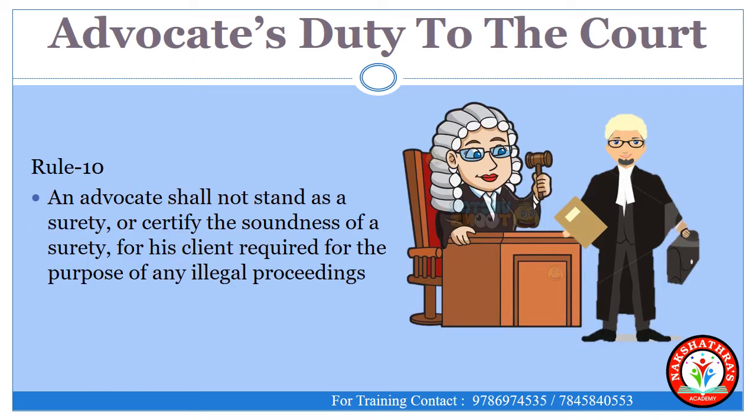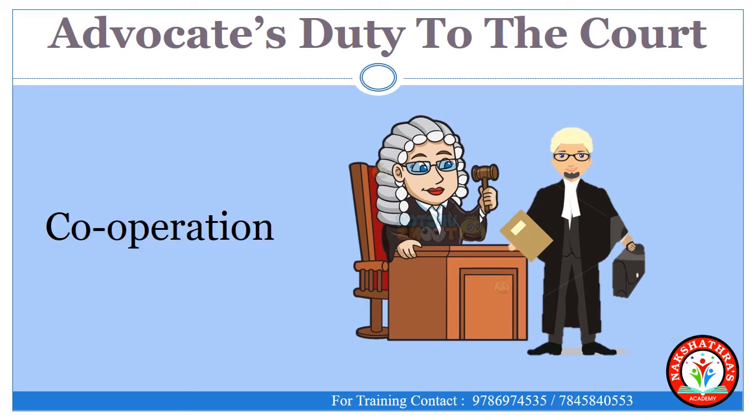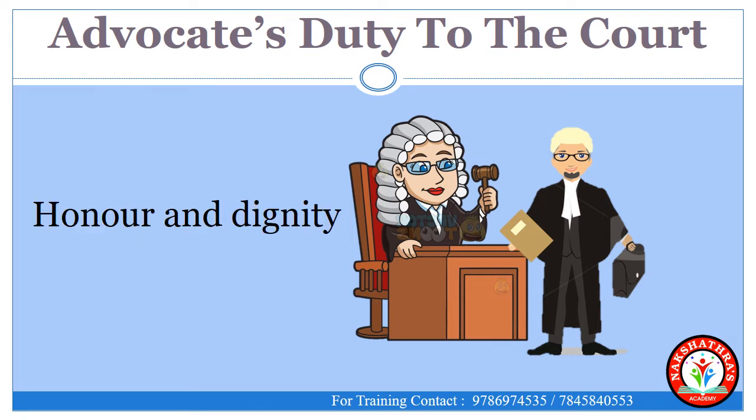Rule number 10 says that an advocate cannot be a surety or certify the soundness of his client for any illegal proceedings. It is the duty of an advocate to cooperate with the bench. To achieve a good result in the administration of justice, there must be good relationship and cooperation between the bench and the bar. This is the fundamental principle of bar-bench relationship. It is the duty of an advocate to perform his function in such a manner that, due to his act, the honor, the dignity and the integrity of the court shall not be affected.